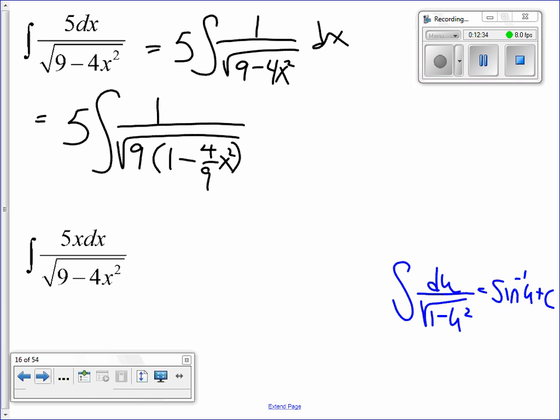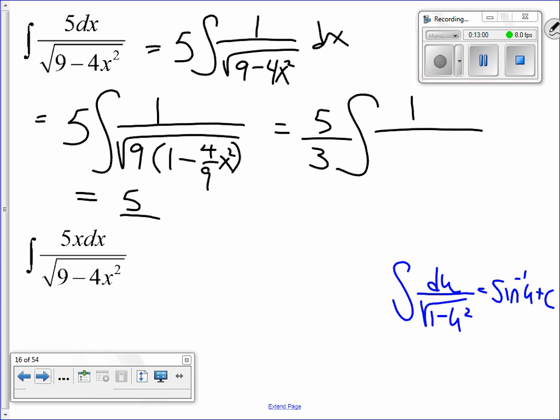So, down here, I have the square root of 9, which is really a 3. And what can I do with that 3? Bring it out front. So what number am I going to have out front? 5 thirds. So I have 5 thirds, 1 over. So I factored out the square root of 9, which is really a 3 in the denominator. So what's left down there? Well, I have the square root still of 1 minus 4/9 x squared.